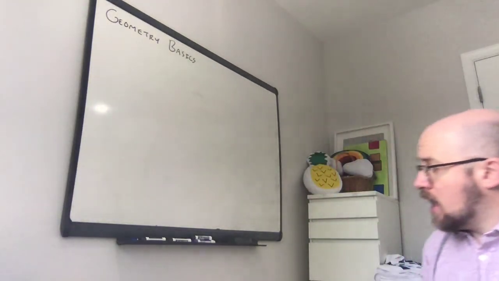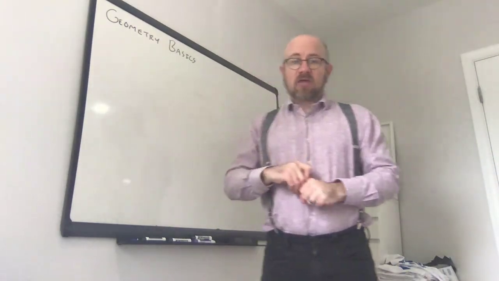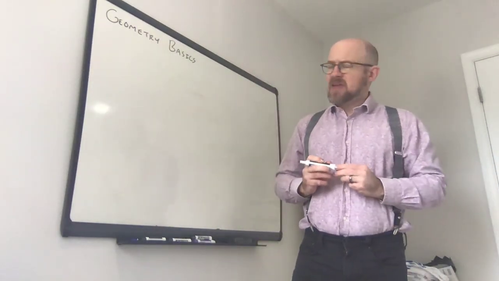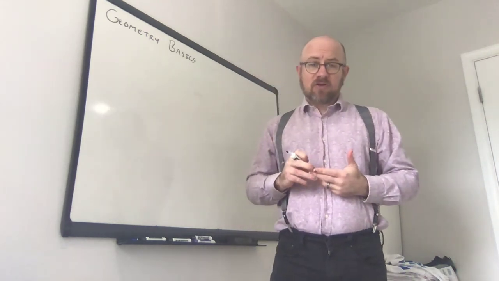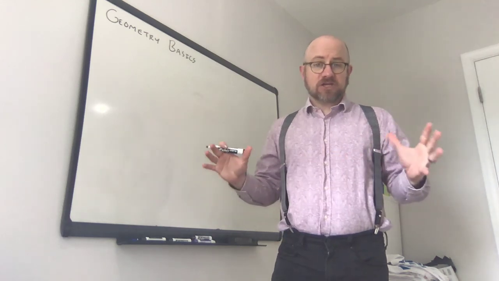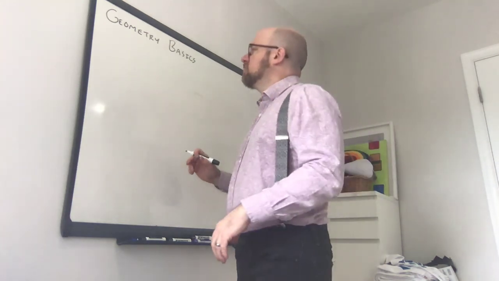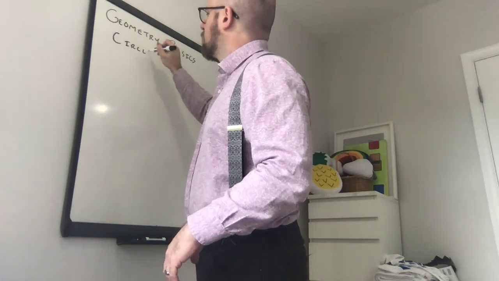We're going to talk about calculating three different things: area, perimeter, and volume. And we're going to talk about them for a variety of different shapes. I want to start off by talking about circles.